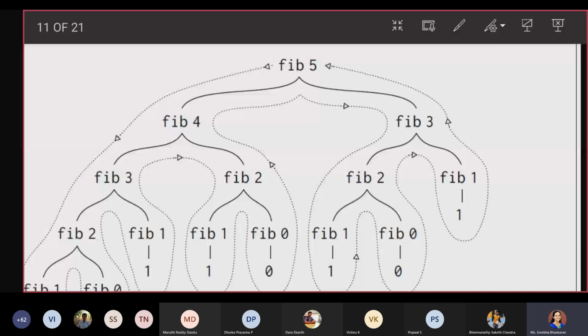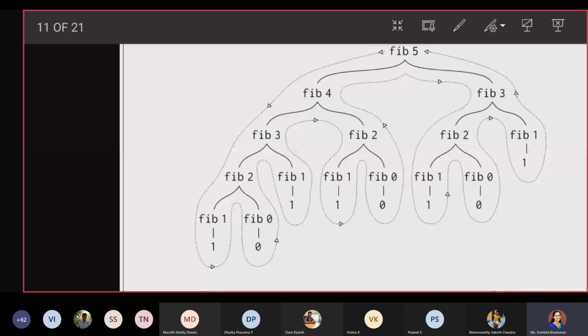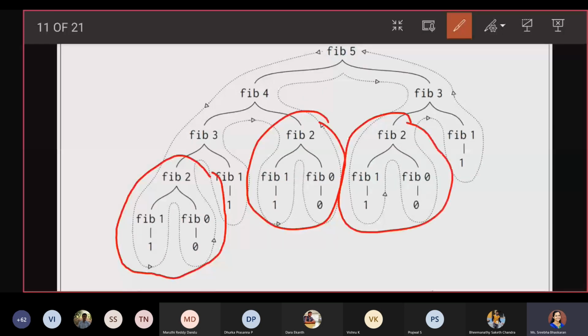Okay, but the problem with this is the tree recursion. For these types of problems, you can go for tree recursion. But the problem is, if you take fib of 2, this procedure itself has been repeated here twice, right? The same operation has been done 3 times. So this could be optimized.